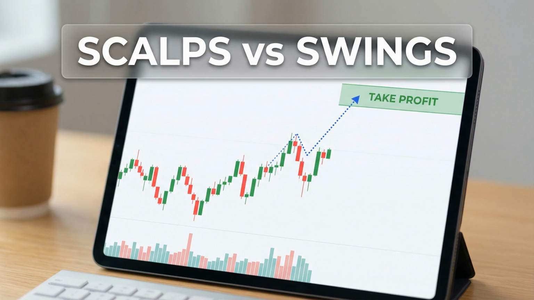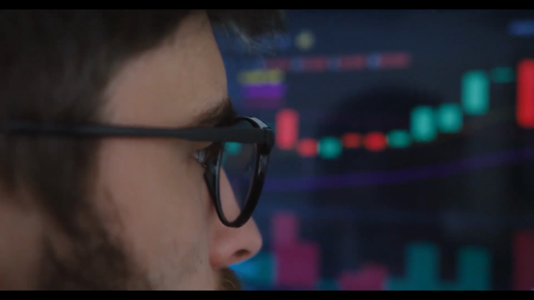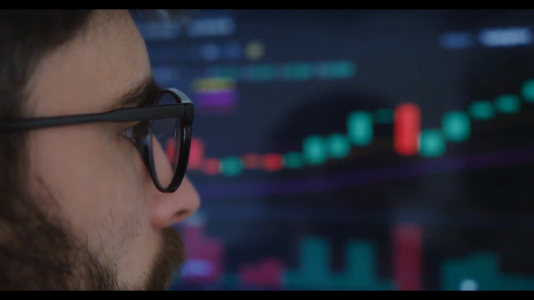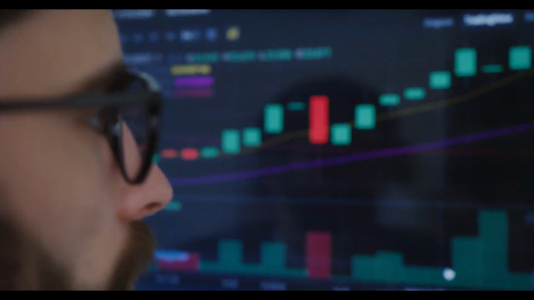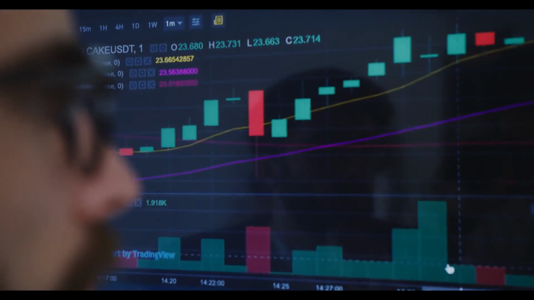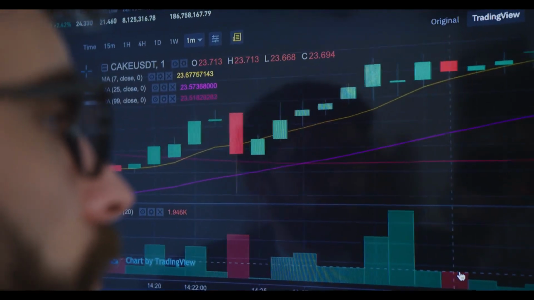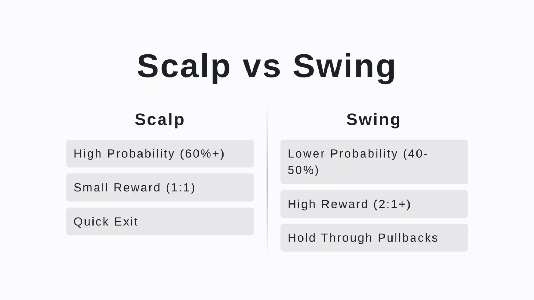You can be right only 40% of the time and still be wildly profitable if your exit strategy is mathematically sound. Most traders obsess over entries, but exits determine your profitability. A poor entry managed well can make money, while a perfect entry with a bad exit often leads to a loss. In the Brooks framework, every trade involves a choice between a scalp and a swing. This decision dictates your profit target and directly impacts your required win rate.